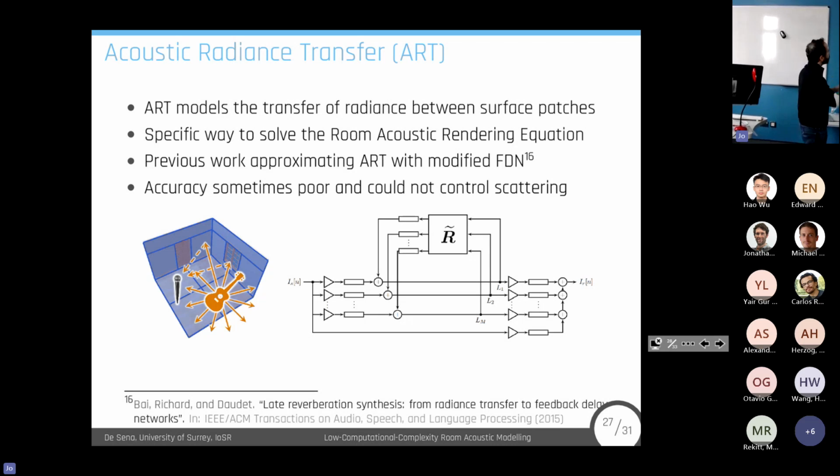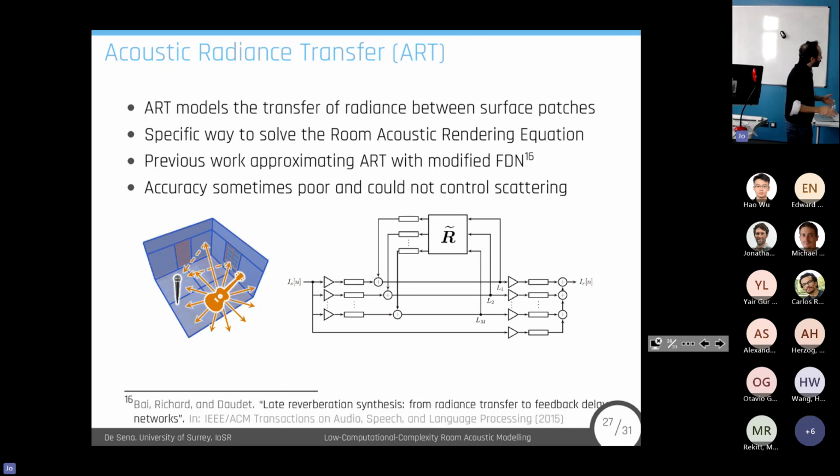So you start from a certain source and this propagates towards the boundaries, and then each boundary is discretized into patches. It's up to you how you choose the size or the shape of the patches and so on. And essentially it then follows how energy is propagated within the room, in terms of energy exchange between different patches. Okay, so this is a very basic overview of what acoustic radiance transfer looks like.